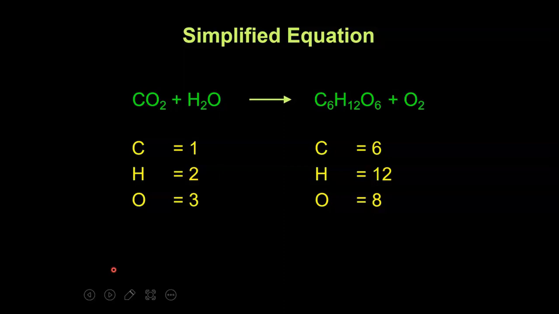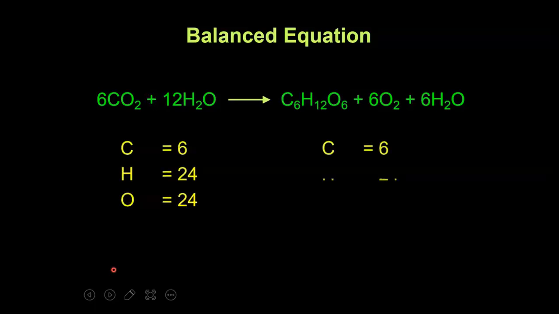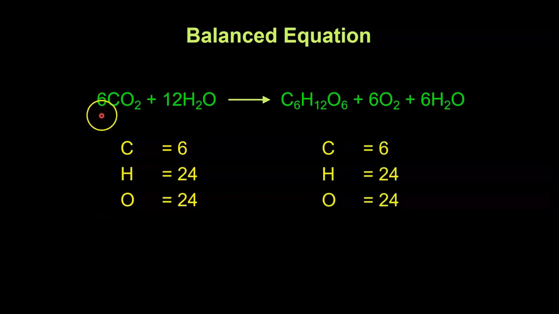So for your exam, you will need to know it in more detail. And here is the detail. First of all, if we look at the elements on either side, we can see that there are now equal numbers of carbon and hydrogen and oxygen. So this number here tells us how many molecules of carbon dioxide, 6, go in, 12 molecules of water for every single molecule of glucose that's produced, and then that will generate 6 molecules of oxygen.